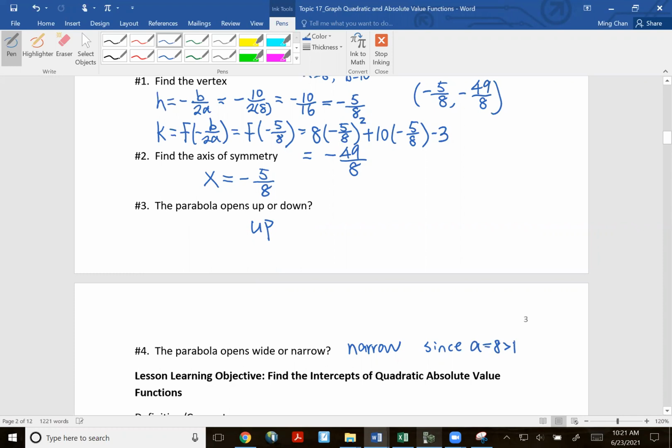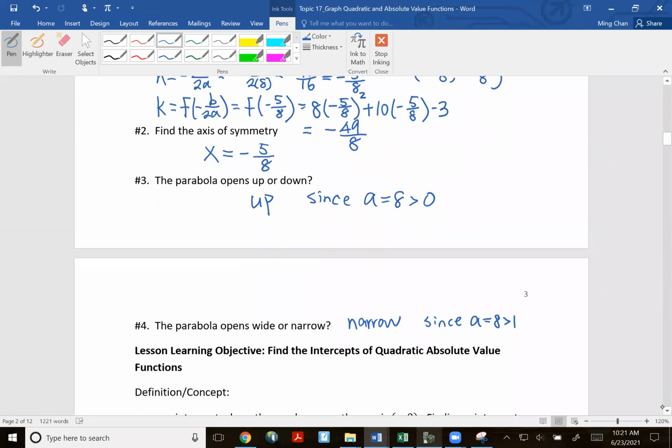Since a is equal to 8, greater than 1, so open that. Since a is equal to 8, which is greater than 0. Greater than 0 means positive, okay? Every time when you see something greater than 0, it's referring to positive, or to the right of that.